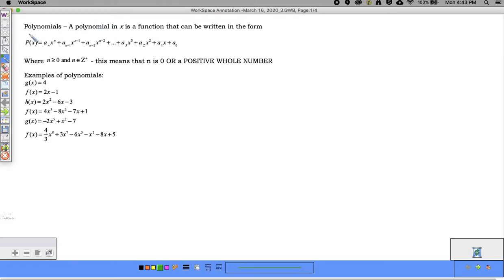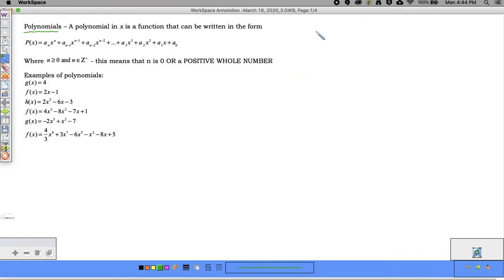So a polynomial in x is a function that can be written in the form, and this looks super creepy, doesn't it? Where you're like a sub n, x to the n, plus a sub n minus 1, x to the n minus 1, a sub n minus 2, but like all this crazy stuff, it just goes on. But here's a couple of things to help you better understand and define what it means. So one of the first things is that the power for all of your x's has to be 0 or any other positive whole number.